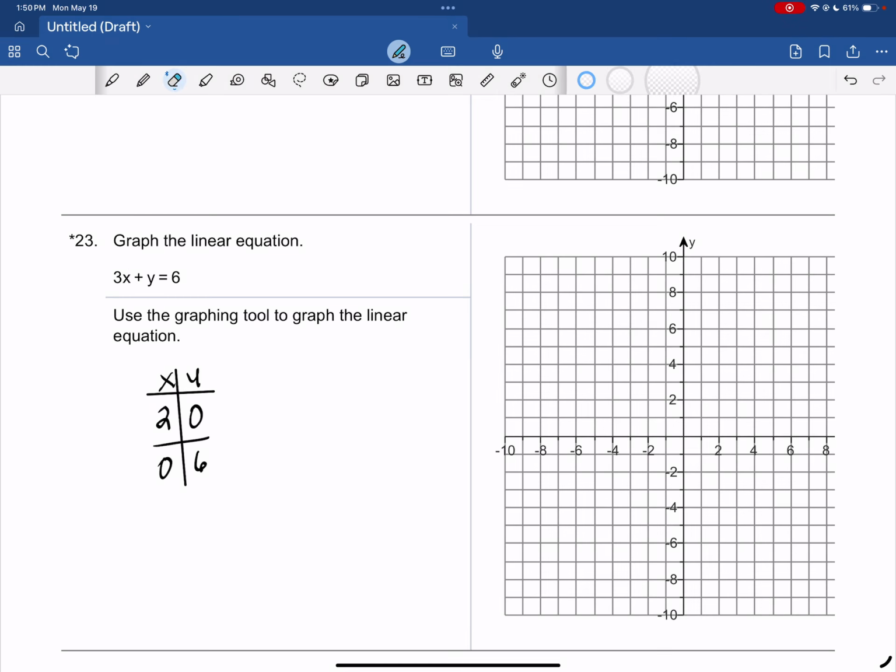And of course, I can do it the formal way. 3x plus 0 is 6. 3x equals 6, divide by 3, x is 2. And so forth, so on for the y-intercept. So I go over to (2, 0), and up to (0, 6), and I draw my line in, and I draw arrows on both ends of the line if I'm drawing on paper.